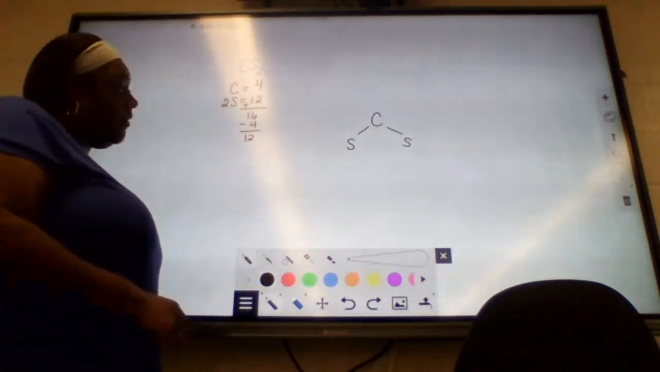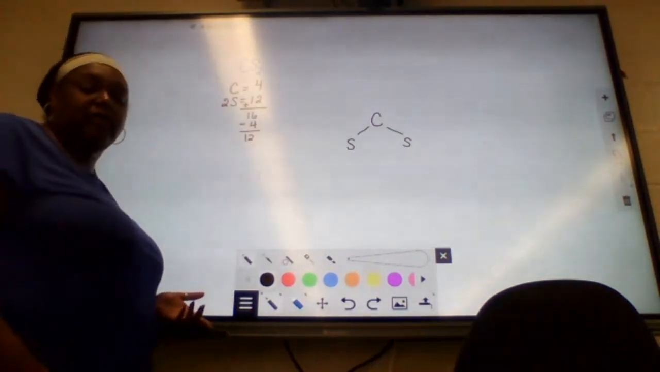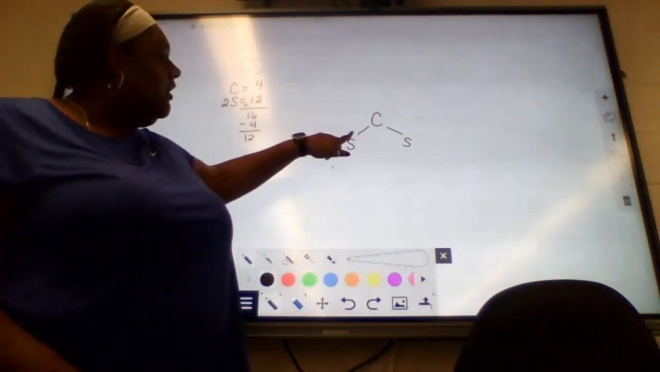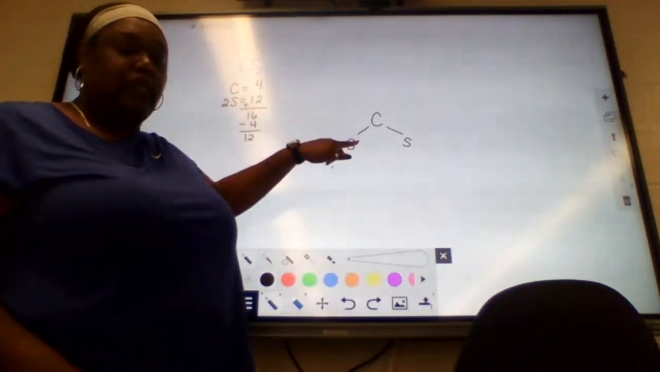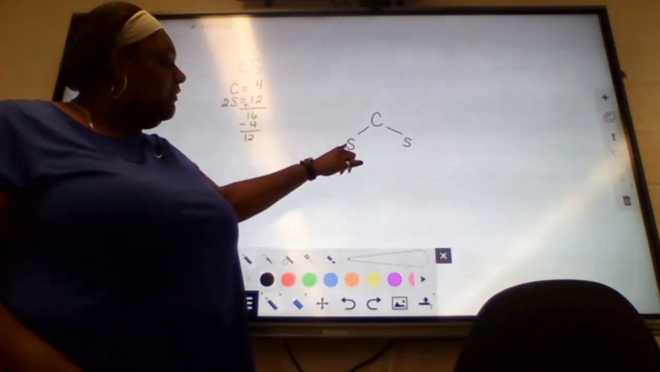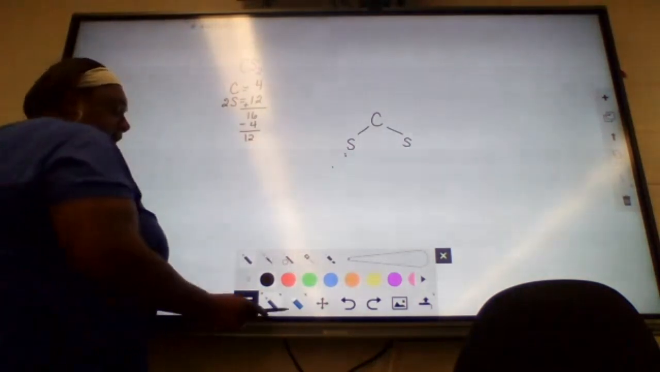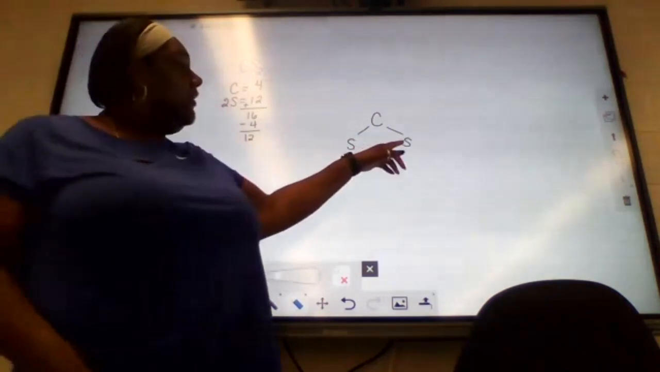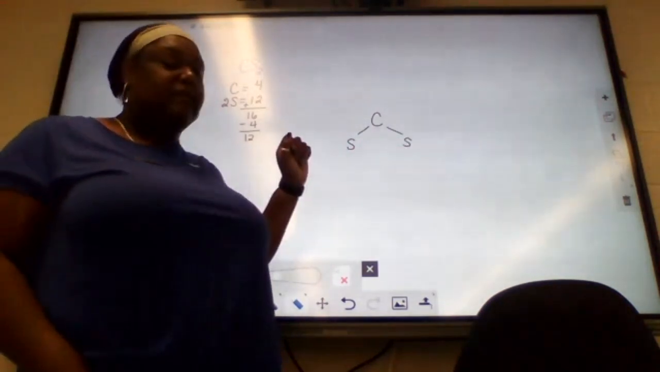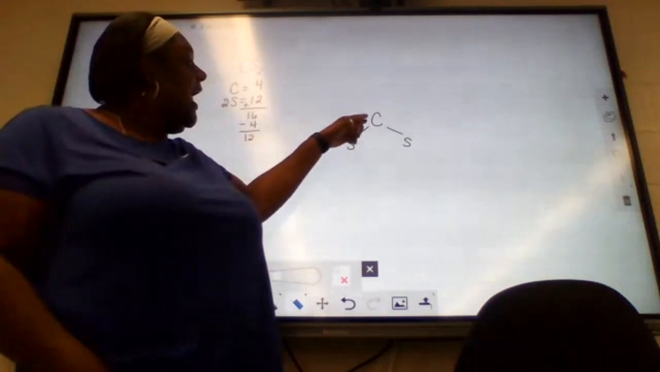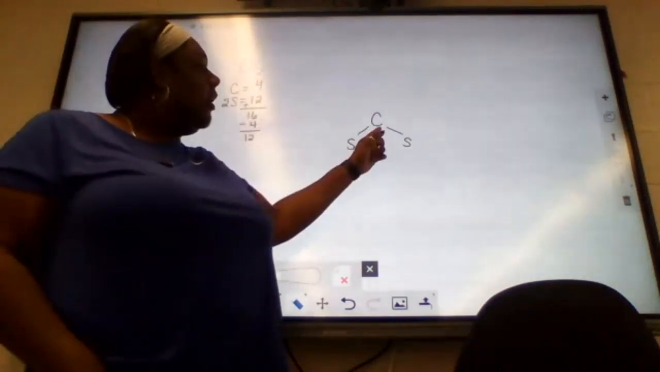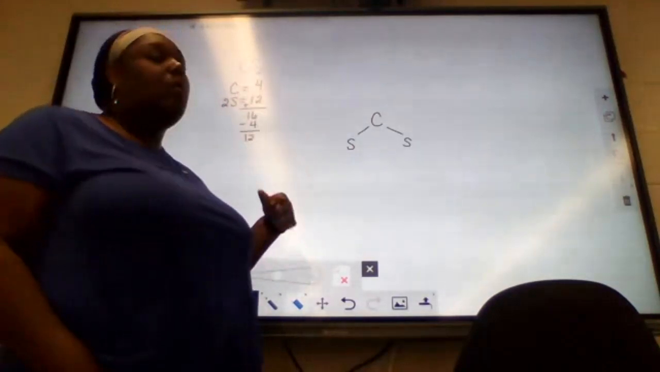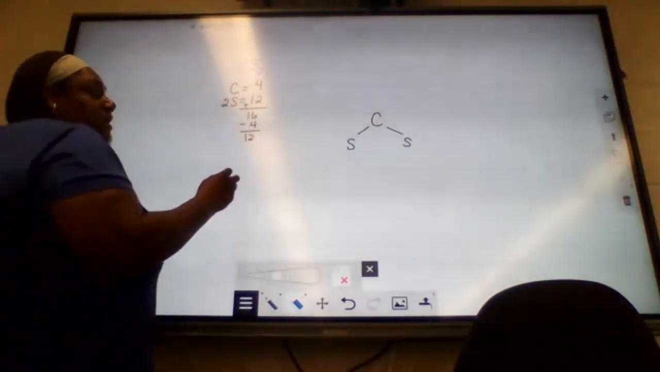And then I'm going to put my pencil down, and I'm going to count how many more electrons I need to be stable. So when I come to this sulfur, right now in this picture, that sulfur only has 2 electrons because of that one line. It needs 6 more in order to be stable. This sulfur likewise needs 6 more. So 6 plus 6 is 12. And then when I count, my carbon has 2 lines, which means it has 4 electrons. So it needs another 4. Well, 12 plus 4 gives me 16.